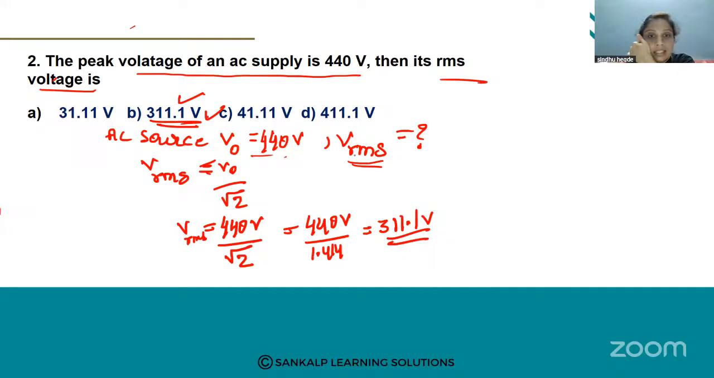Firstly, they ask the question related to RMS voltage, VRMS, and here they consider AC source. We know that peak voltage in AC source is V naught, that is given, 440 volt. Then VRMS is equal to V naught by square root 2. This is the formula to calculate the RMS voltage in AC sources. Understood? Yes, it's very easy.